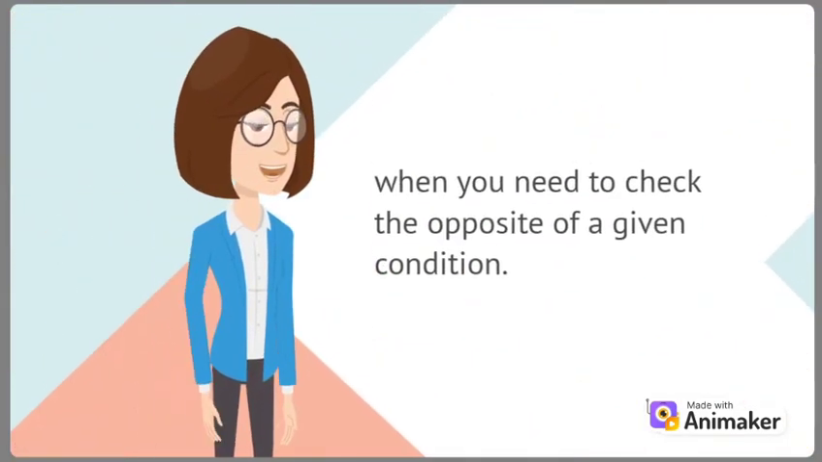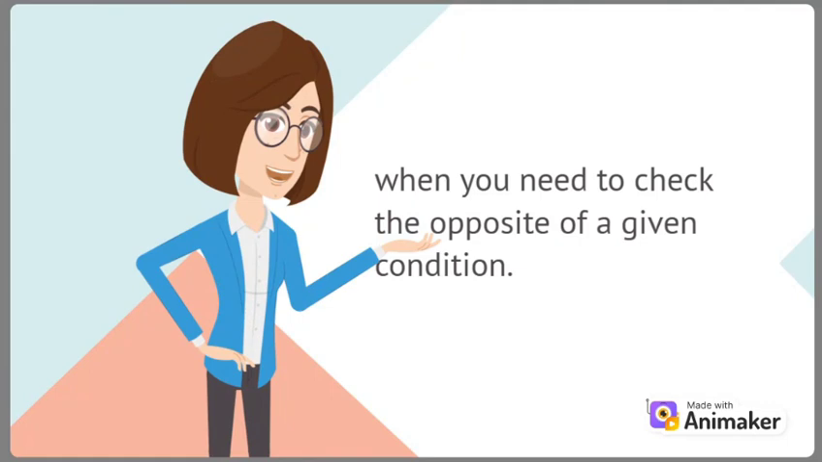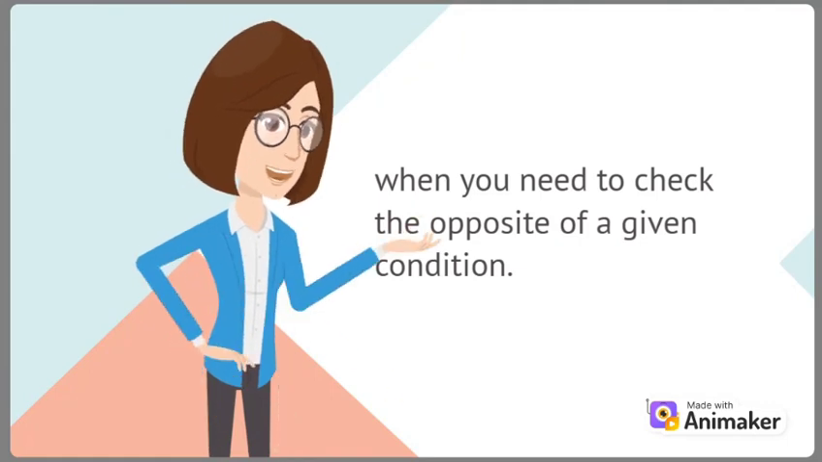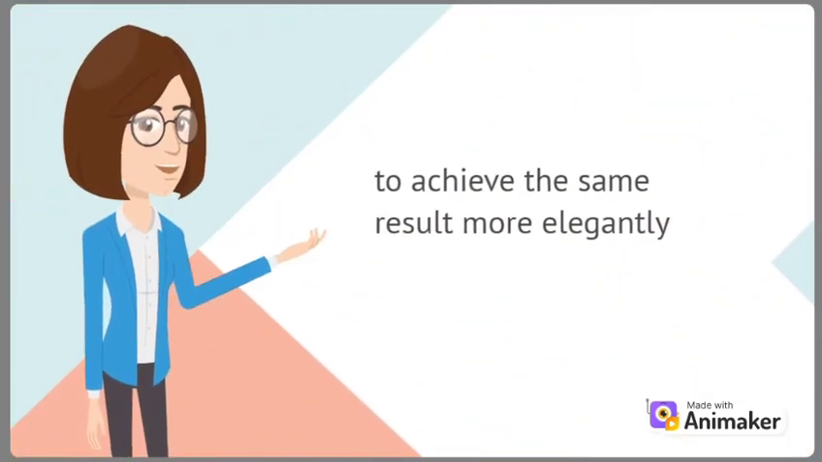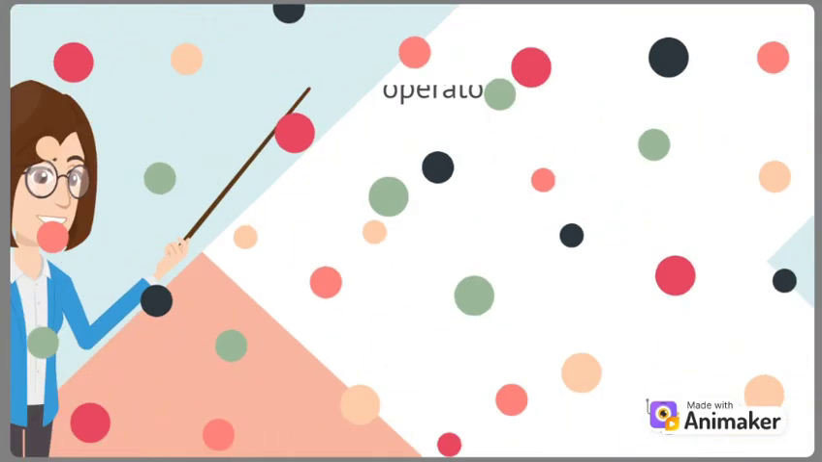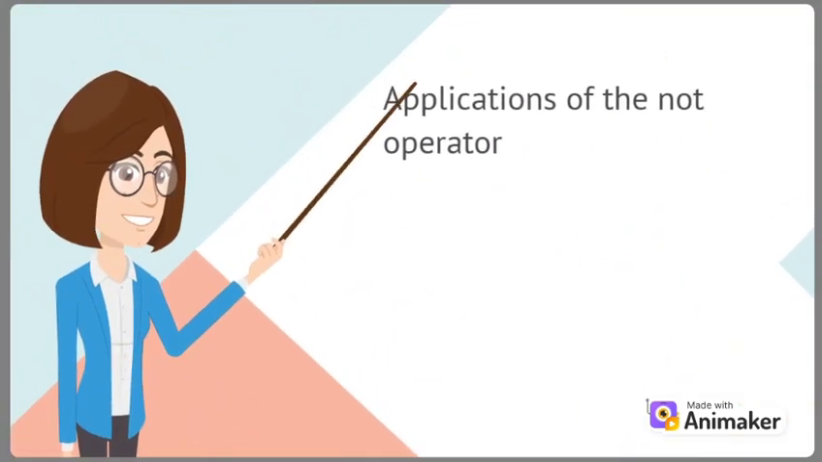The NOT operator is handy when you need to check the opposite of a given condition. It simplifies the code by making it more readable and brief. Instead of writing complex conditional statements, you can also use the Python NOT operator to achieve the same result more elegantly.